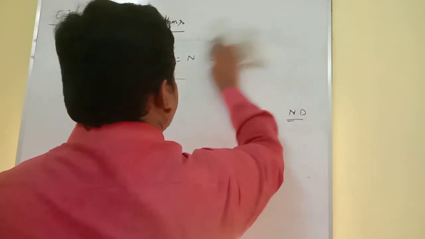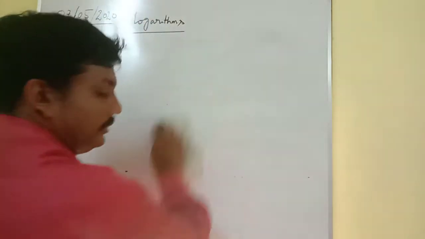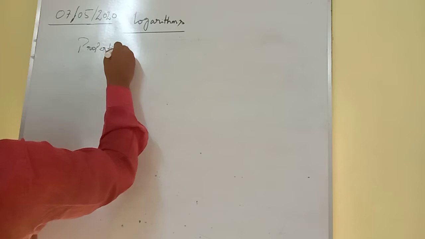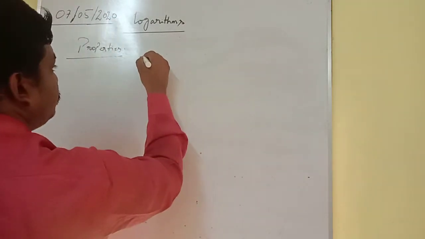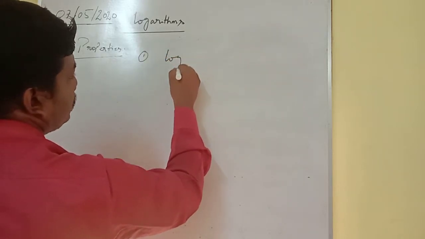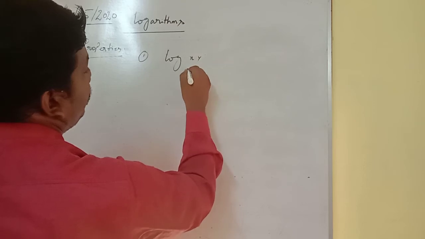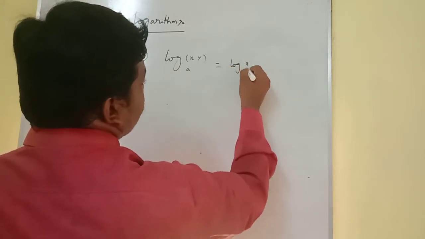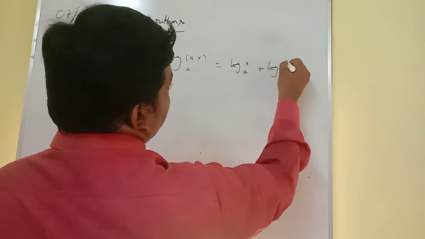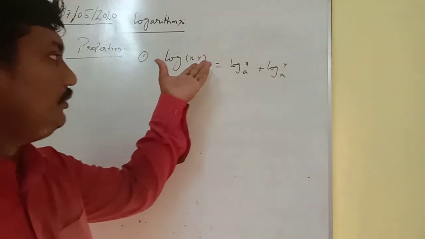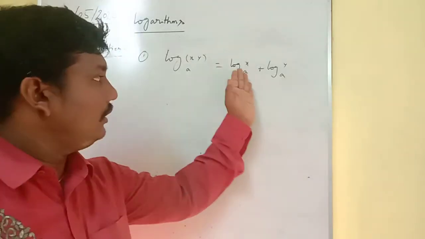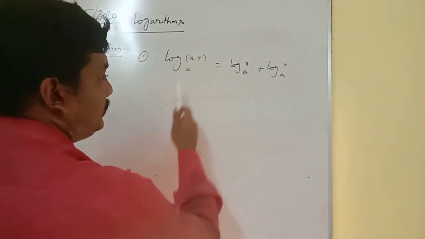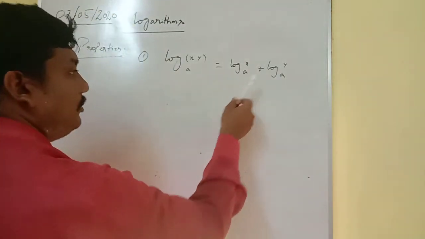So the properties of logarithms. First property. Logarithm of any product, log of xy to the base a, can be calculated as log x to the base a plus log y to the base a. Logarithm of a product is written as the sum of the individual logarithms.